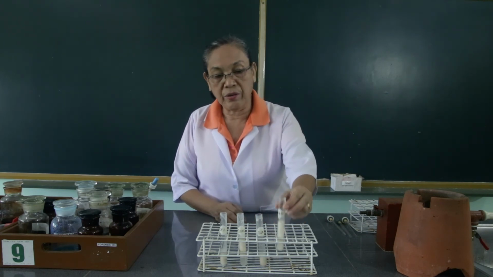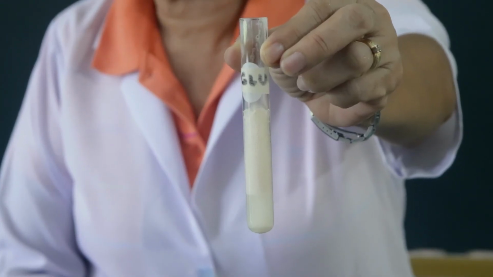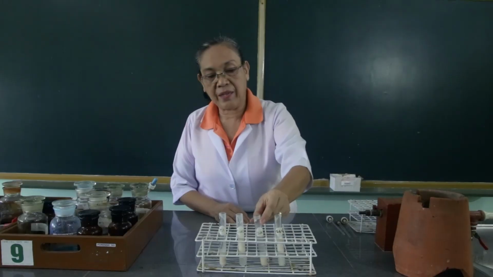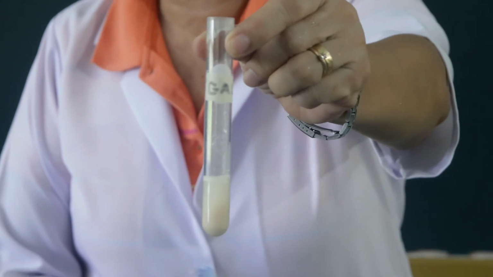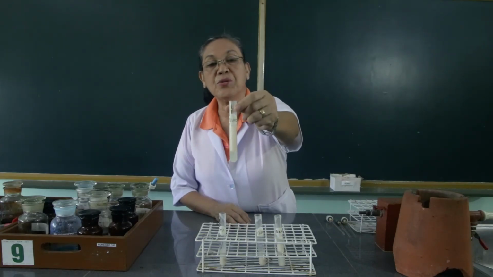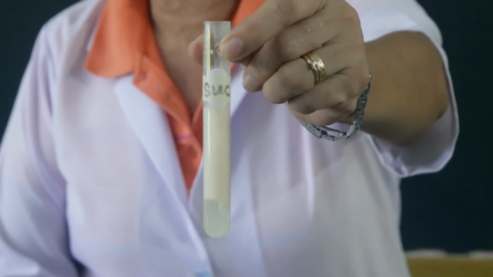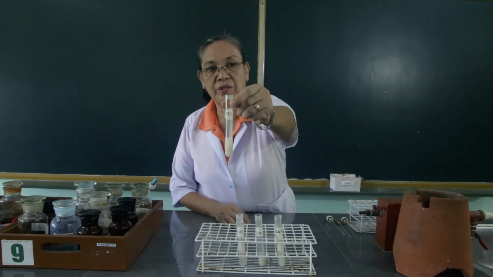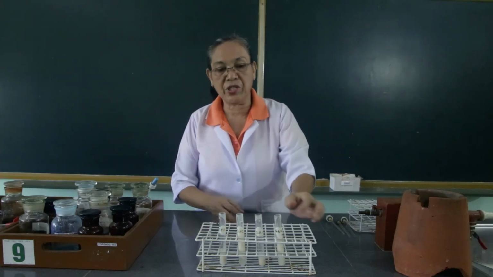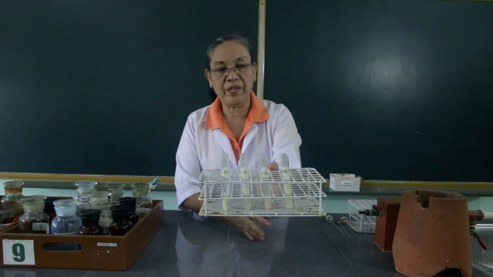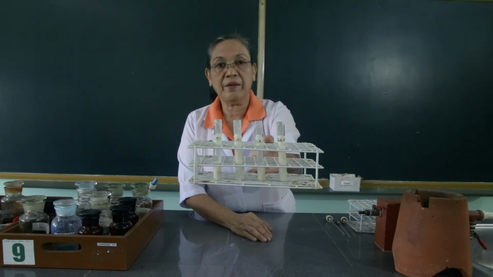So for glucose, try to see. Then this is that of the galactose. This is the sucrose. And this is the starch. So what can you say about the fermentation reaction of the different carbohydrates or the different sugars, including the starch, with the baker's yeast?